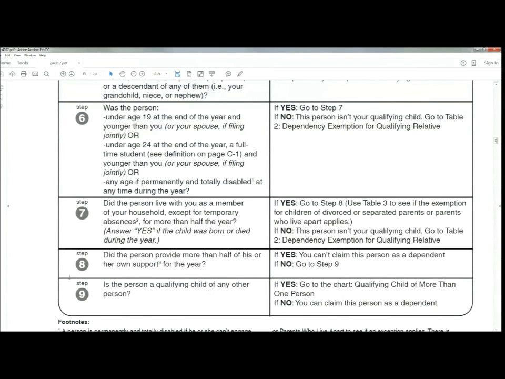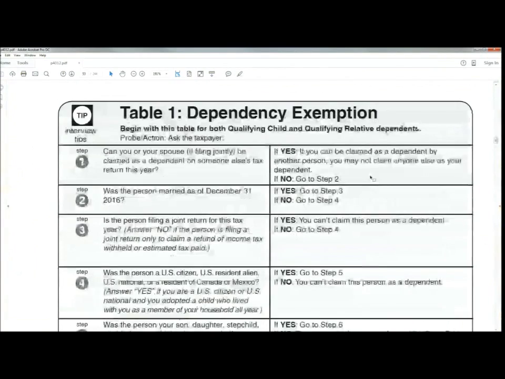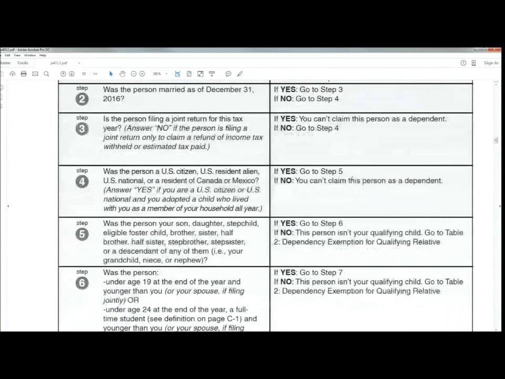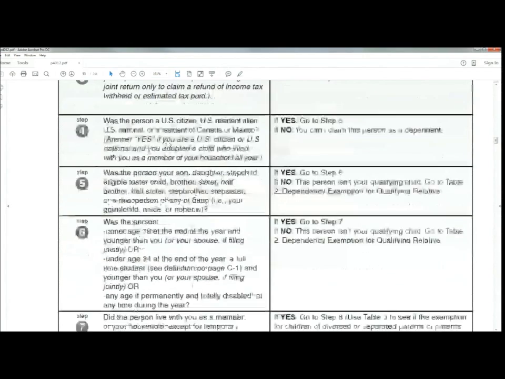Let's ask the question and answer the question. Back to our PowerPoint real quick. Now let's have Jane as our taxpayer and go back to our table. So now Jane. Can Jane be claimed as a dependent? No. Was Peter married? No. Let's go to step 4. Was Peter a U.S. citizen? Yes. Was Peter a son, daughter, or a descendant of any of them? Yes. Grandson. So we've got a big old yes for step 6.